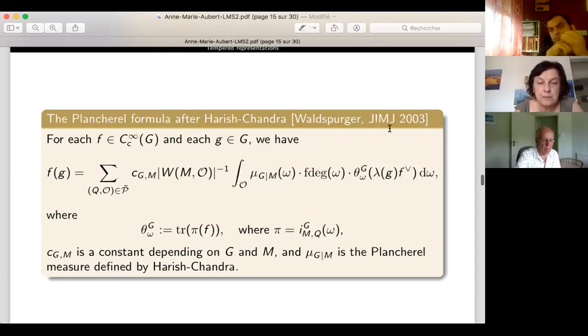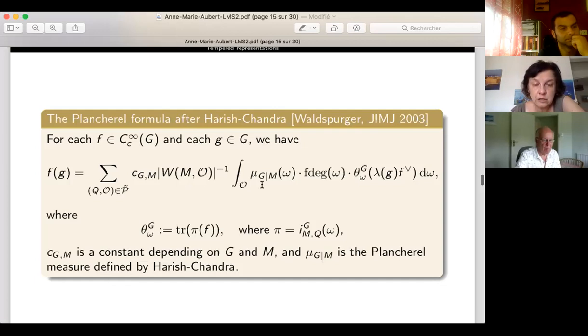The main reference for it is the paper by Waldspurger in the Journal of the IMJ in 2003. And the statement is the following. You start with a function f in C_c^infinity of G and an element g of G, and you can express the value of your function f at the element g as the following sum. It's a sum over all pairs (M, O) in this association set, the representative element of the association set, with some constant, which I just call c_{G,M}, which depends on G and M, which it's possible to make more precise, but we do not need it today. And the inverse of the order of the group W_M(O).